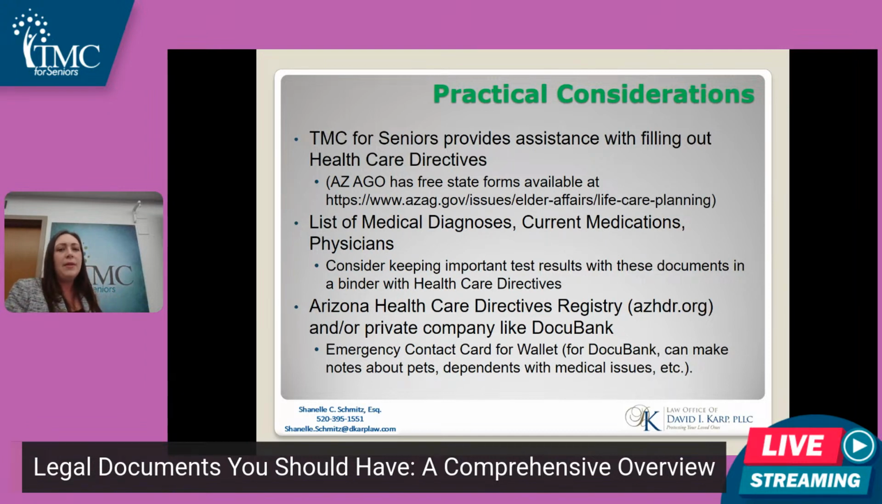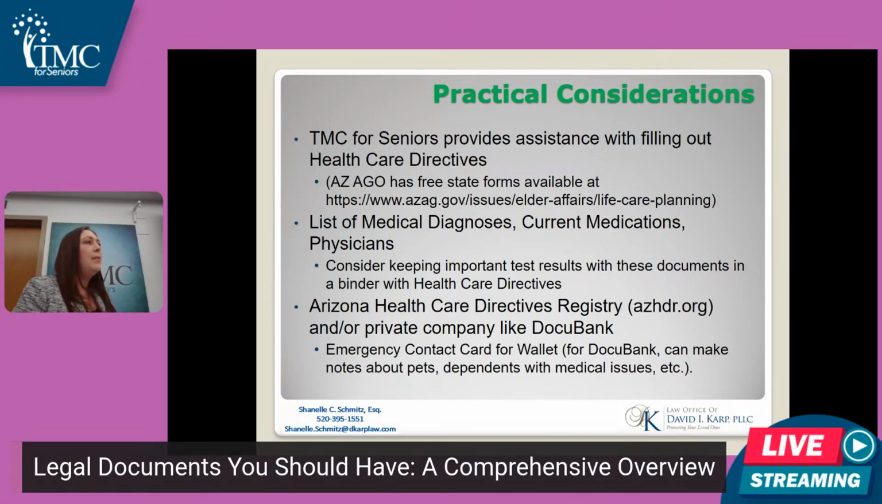There's also an Arizona Healthcare Directives Registry, and I put the website up here as well. A lot of times people aren't carrying their healthcare power of attorney around with them. Most people don't have it in their car with them. So if you're in a car accident, it's not going to be accessible. The Arizona Healthcare Directives Registry is one place where you can upload them. And the idea is the hospitals can get access to your healthcare directives.